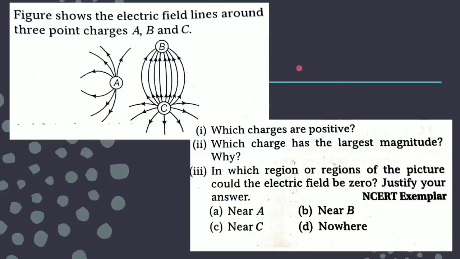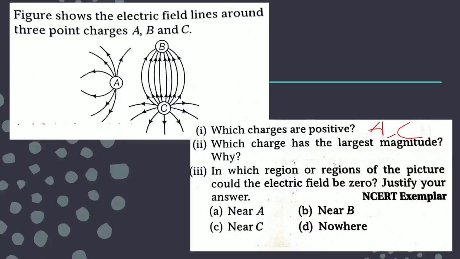Again, this is a question which is taken from your NCERT exemplar only. You have this figure with you and you have to give some answers on the basis of this. Which charges are positive? Here you can see from A the field lines are coming in the outward direction. From C also it is coming in the outward direction, and into B they are going into B. So of course A and C are positive but B is negative. So if you have to simply say which charges are positive, then you will write A and C.